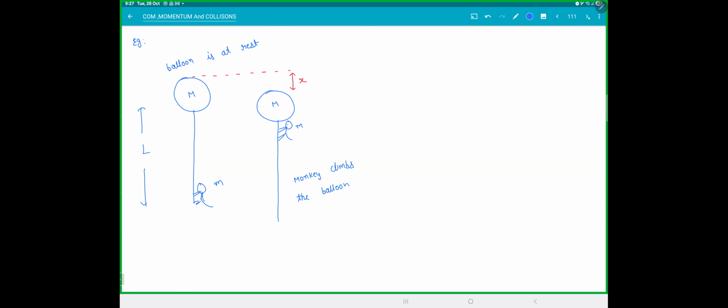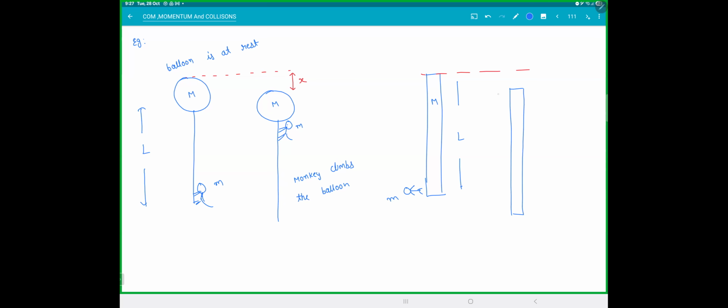Doesn't this question kind of look like a plank of length L? Mass m is the balloon. Instead of monkey, there is a man, small m. So when the man walks here, the plank will come down a bit. The man has come to this corner here. Find the displacement of the plank. The result is mL by M plus m.